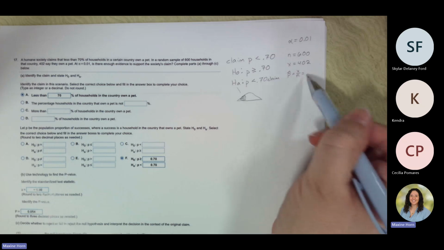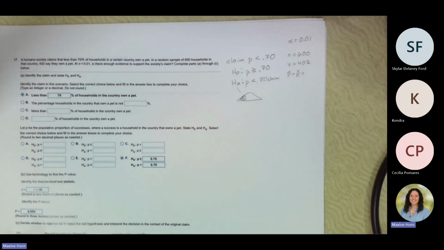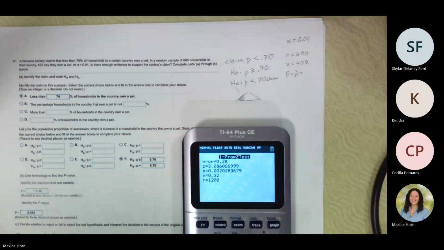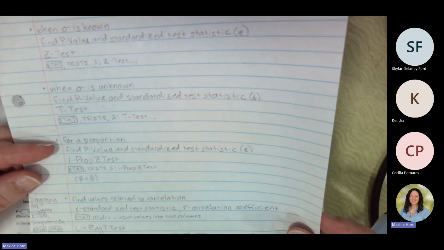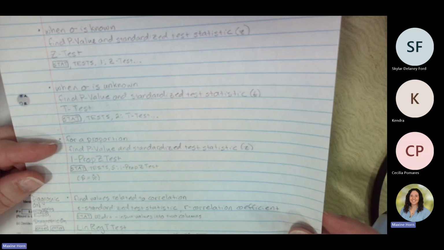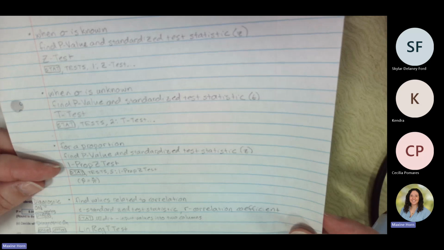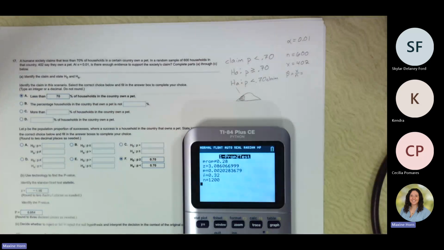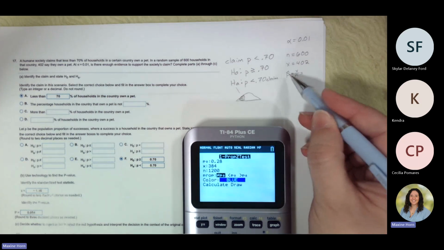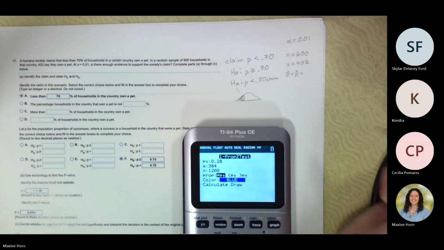Actually, you know what? I'm not going to do that because the calculator doesn't require that I do that. Back to our calculator, this is a proportion. So we're going to find the p-value and the standardized test statistic by doing a one-prop z-test, which is stat, test, and then go down to number 5. So I'm going to go stat, test, down to number 5. And I don't actually need to know p hat. It's going to calculate that for me.